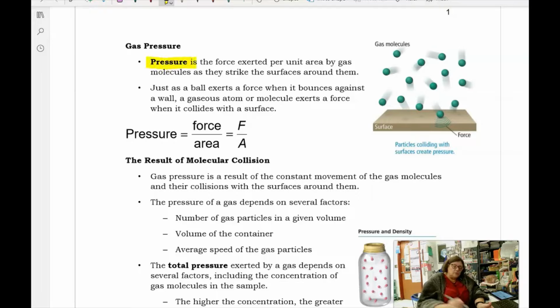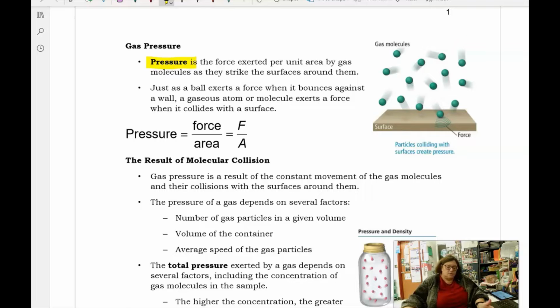Pressure is the force that is exerted per unit area by gas molecules as they strike surfaces around them. All around the room, we've got particles hitting against the sides of the walls, and that force is what we call pressure. If we were to evacuate the air from this room, there wouldn't be that force pushing out on the walls, and the room might collapse because of lack of pressure.